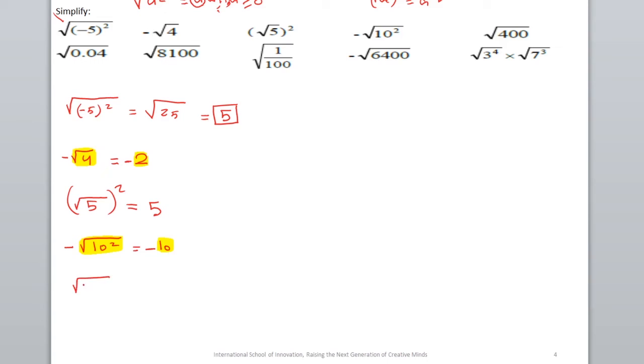Radical 400. What does radical 400 equal? What's the number that you square to get 400? Think about it. Maybe it's not listed in the table, but think about it. I know that 2 times 2 is 4. Check. And I already know that.